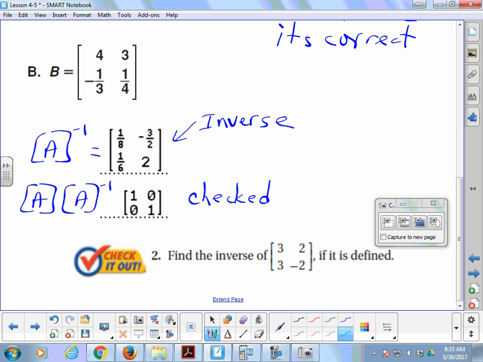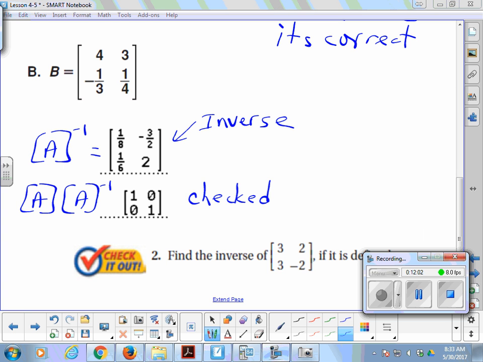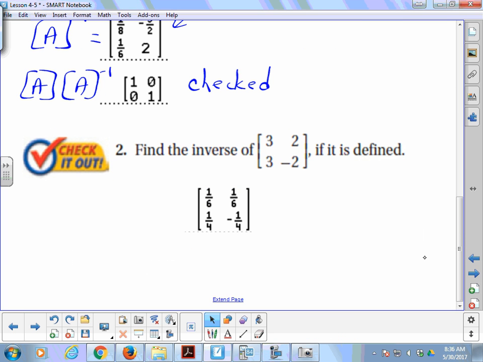So do number 2 here then, on this check it out. Do that one. Okay, so there's finding the inverse of a 2 by 2.